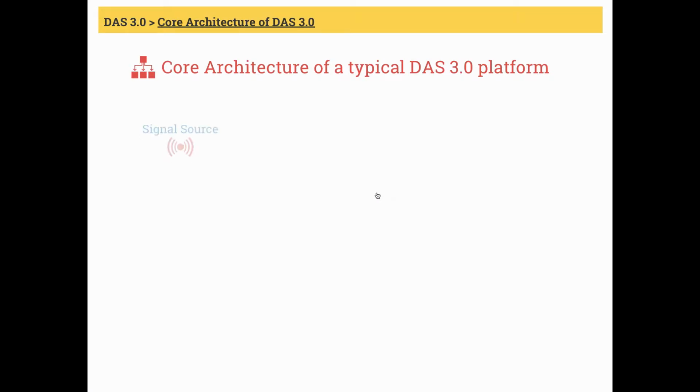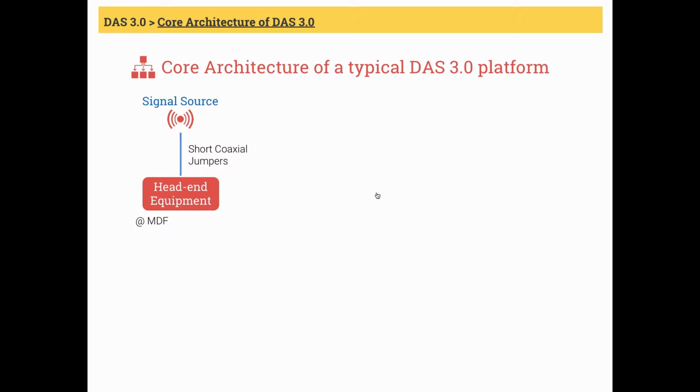So we'll start with signal source, which can be a base station from an operator or a carrier. We feed signal via short coaxial jumpers into the head-end electronics. Head-end electronics will be located in the MDF. Usually there will be a cluster of cards or components in these head-end electronics. From head-end electronics, fiber will fan out to multiple remotes, usually mounted on a ceiling tile.